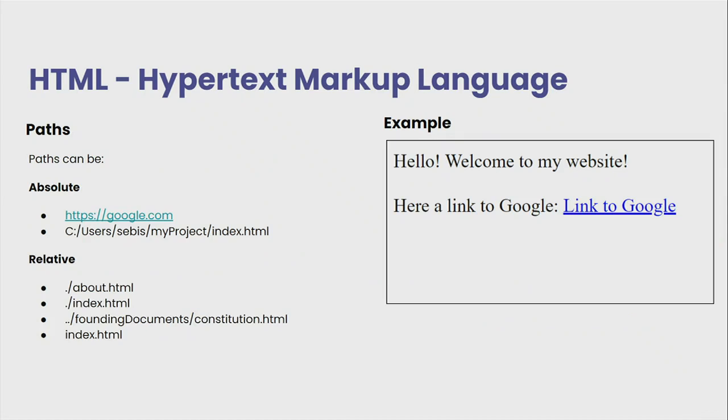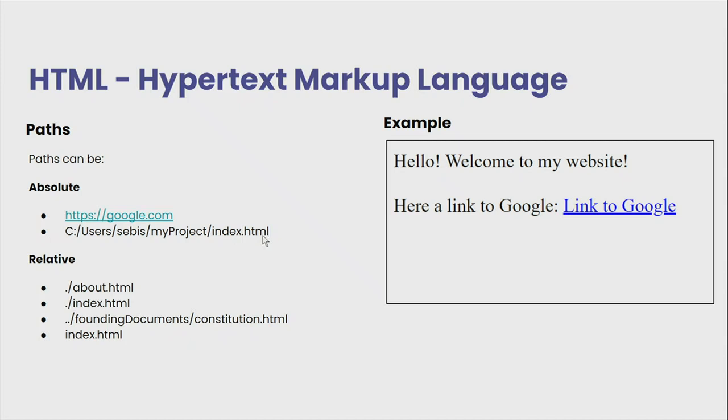Paths. So the path I just showed you was an absolute path to the internet using the hypertext transfer protocol secure version. And it goes to google.com. That is an absolute path. There's different kinds of paths. There's relative paths. So, absolute paths that stay in your computer.